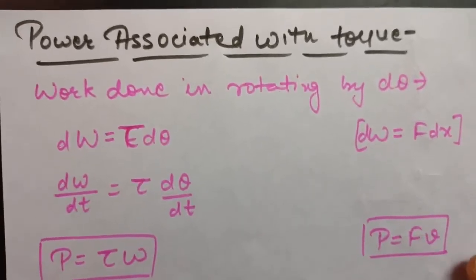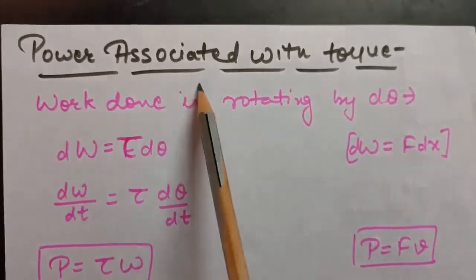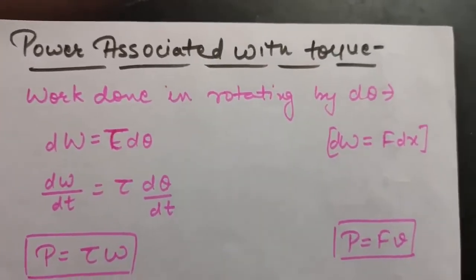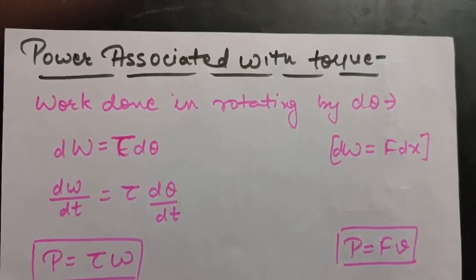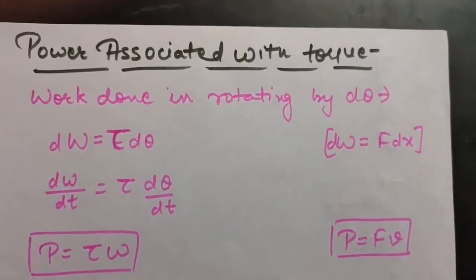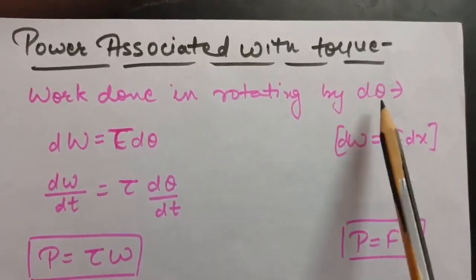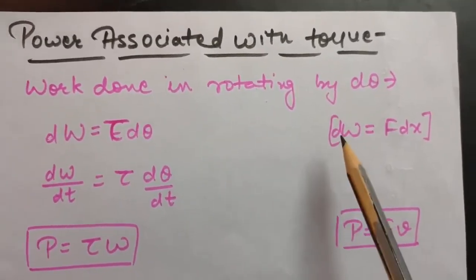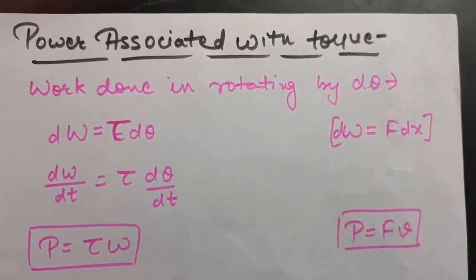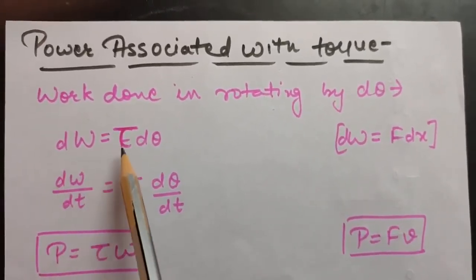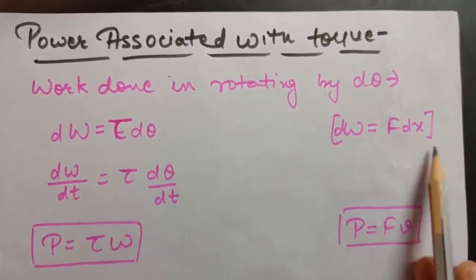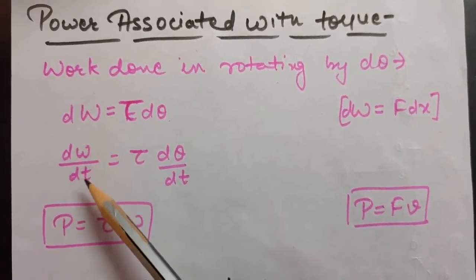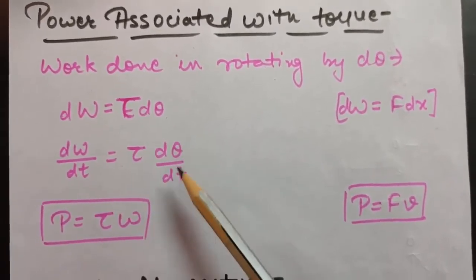Okay, so now let us discuss the next topic, that is power associated with torque. As you know, to cover some distance or some displacement in linear motion, we have to do some work. Similarly, to rotate any particle by d theta angle, some work is to be done. So in linear motion, you write dW is F dx; similarly in rotational motion dW will be torque d theta. Now if I differentiate it with respect to time, dW by dt will be equal to torque d theta by dt.